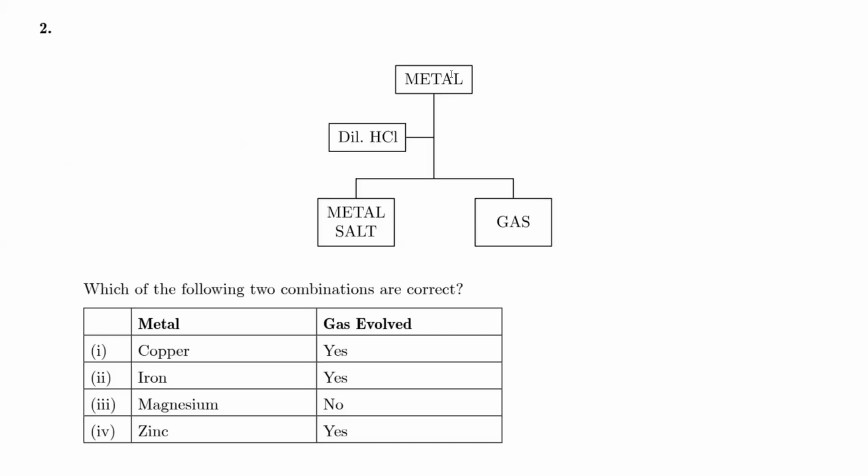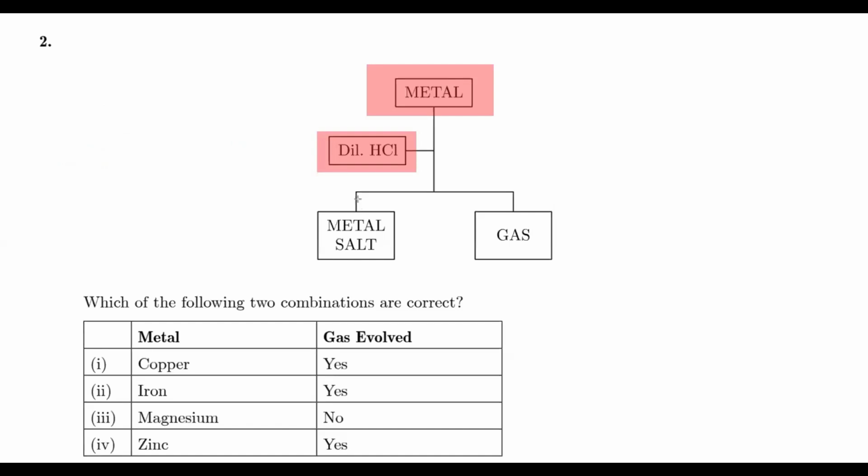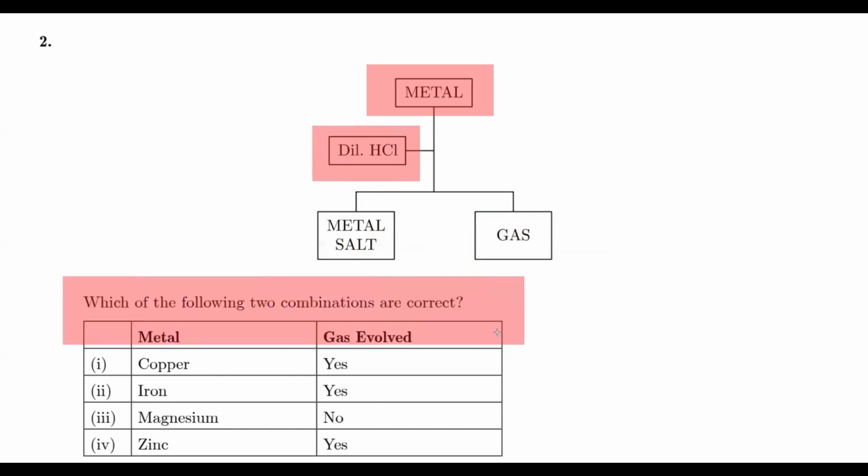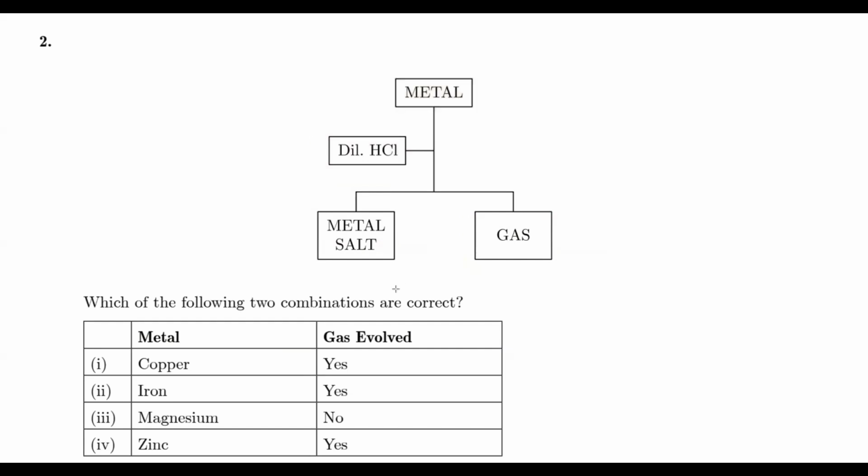Here is a flowchart, as I can see here, where a metal reacts with dilute hydrochloric acid. So we know that metals react with dilute hydrochloric acid, except for dilute HNO3, right? You should know that with dilute HNO3, hydrogen gas is not produced. Anyway, let's focus on the part of this question. It says metal reacts with dilute hydrochloric acid to give metal salt, and hydrogen gas is produced, and we have to check which of the following combinations are correct.